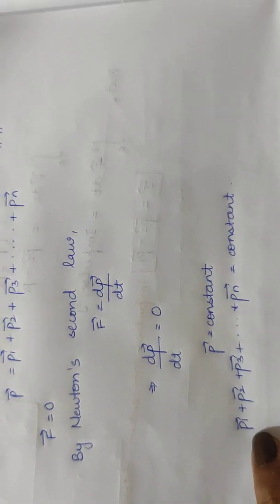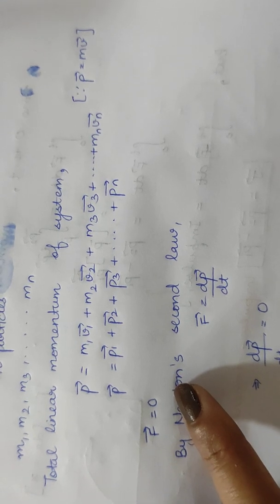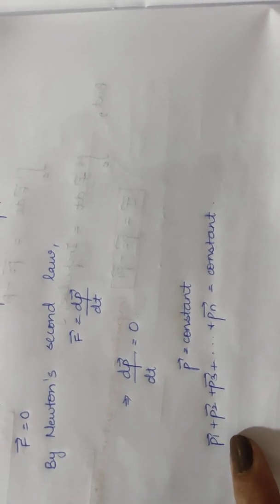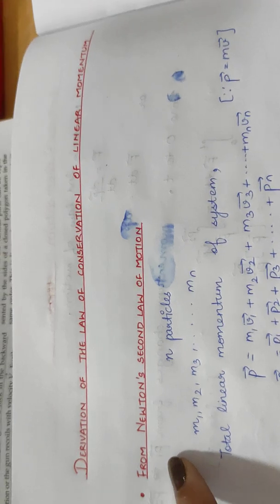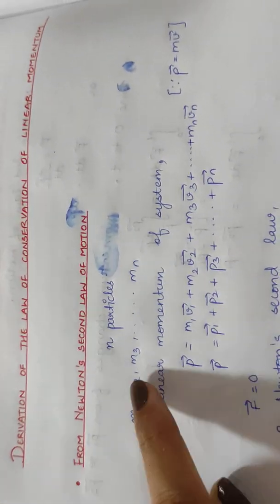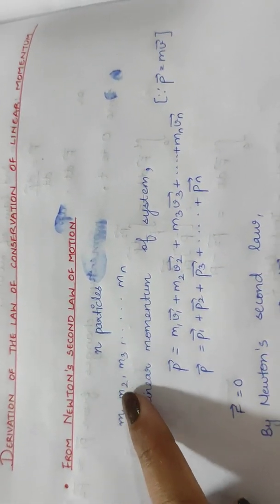Fine. Now what does this tell us? According to this, we get that in the absence of any external force, as F is equal to 0, the total linear momentum of that system will remain constant. And this is known as the law of conservation of linear momentum, and we have deduced it from Newton's second law of motion.